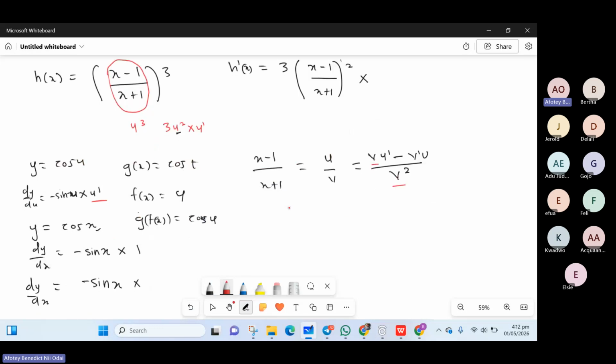Now, the way I like to solve a quotient using the quotient rule is that I know my u is equal to 1 minus x. So I come here and do u prime. u prime is equal to 1. I find my v. v is equal to x plus 1. And v prime is equal to, of course, 1.